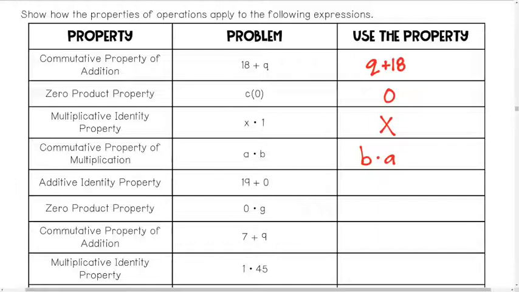The additive identity property is 19 plus 0. That would be the same thing as just saying 19. Zero product property: I would have 0 times g, which means 0 times any number is still 0. The commutative property of addition: I would take 7 plus 9 and transform that to 9 plus 7. And the multiplicative identity property, that would be 1 times 45, which just equals 45.